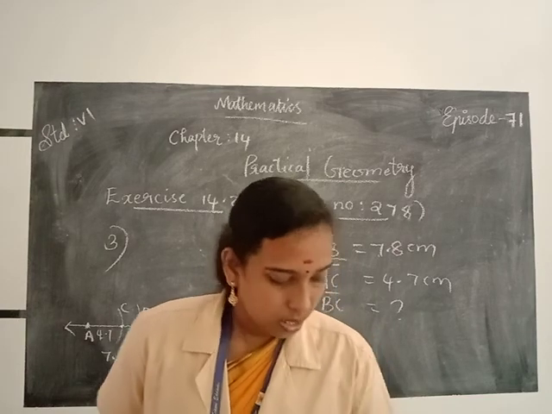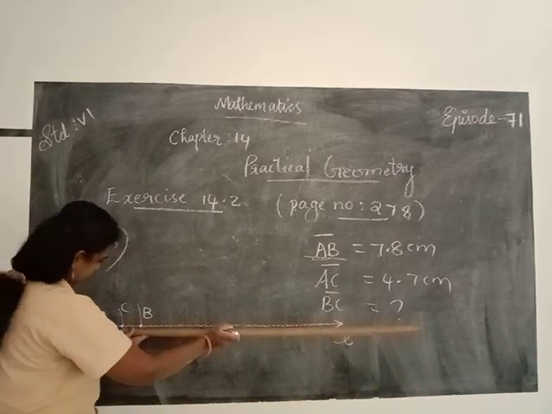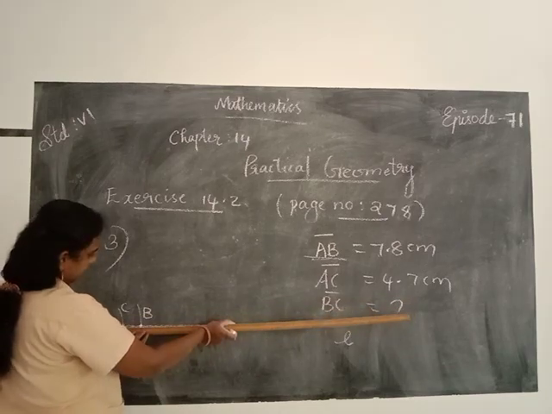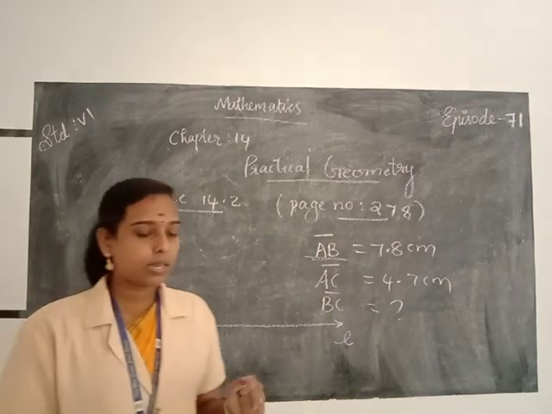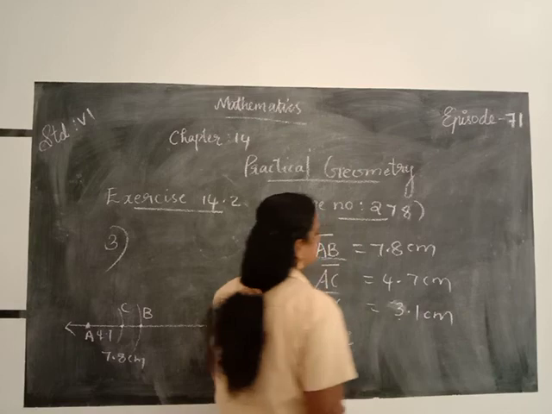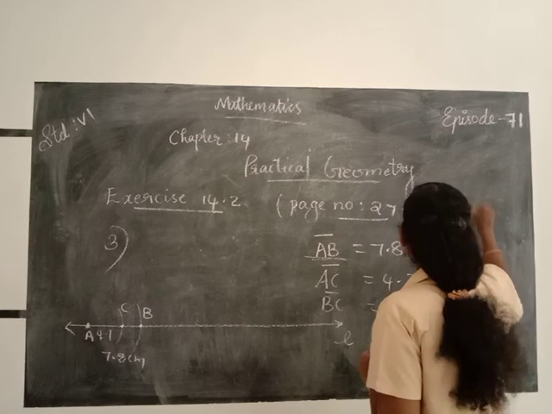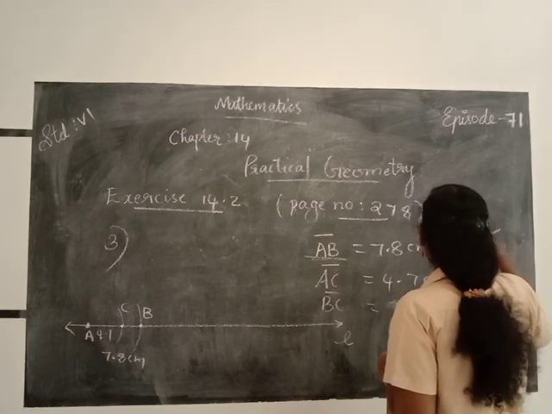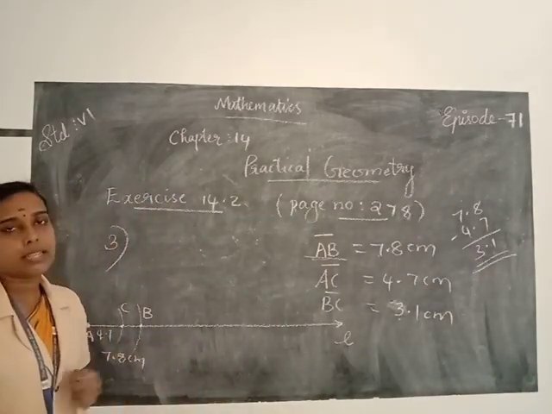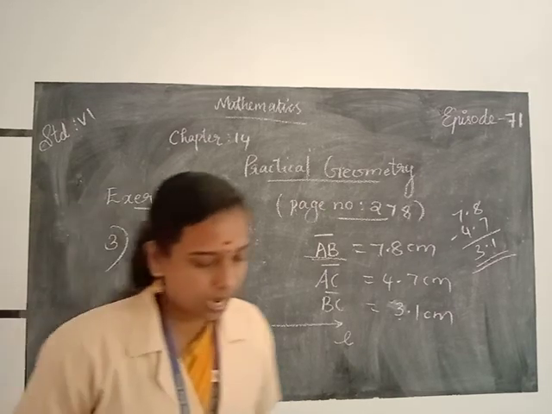Then you just take your ruler, then find the length of BC, B to C. Place the 0 mark at C, then from C to B is 3.1 centimeter. So line segment BC is equal to 3.1 centimeter. If we subtract 7.8 minus 4.7, you get 3.1. That's equal to BC, the length of line segment BC is equal to 3.1 centimeter. Then the next question.